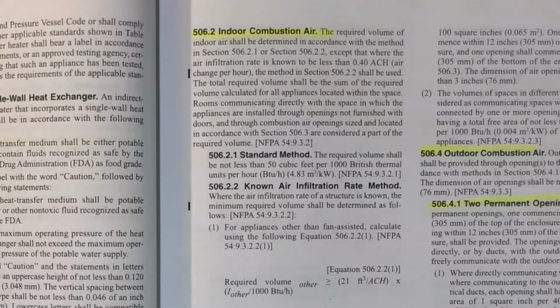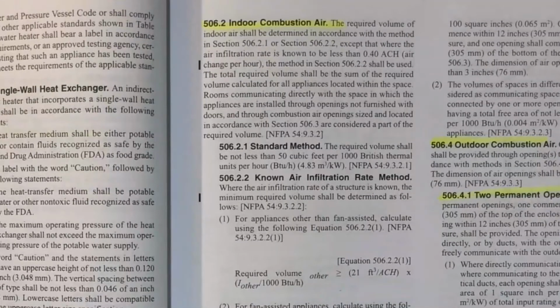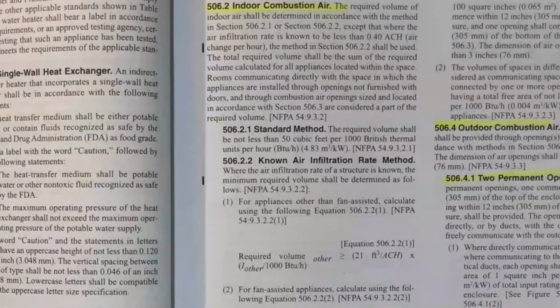located within the space. Rooms communicating directly with the space in which the appliances are installed through openings not furnished with doors and through combustion air openings sized and located in accordance with 506.3 are considered a part of the required volume. So there's one of the bigger technical code sections, and I brought that up because I wanted you to see we could spend a lot of time calculating our air requirement. Okay, we're not going to do that.